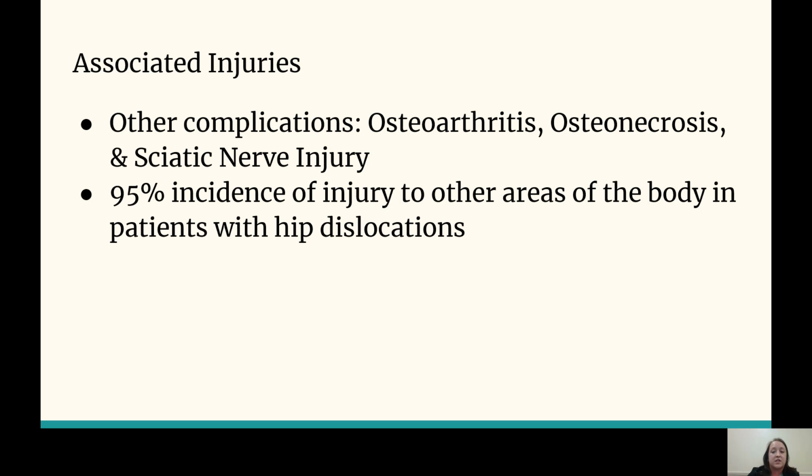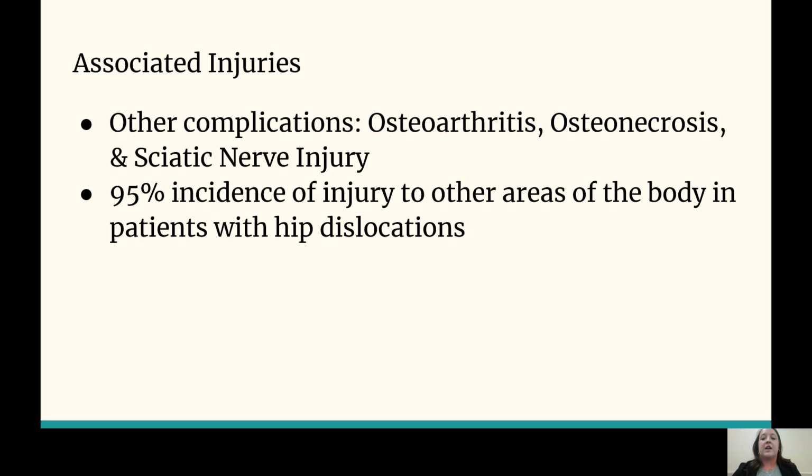Osteonecrosis, also called avascular necrosis, happens as the femur is pushed out of the socket, and it can tear blood vessels and nerves. When blood supply to the bone is lost, the bone can die, and this is what results in osteonecrosis. It has been reported in 11 to 34% of hip dislocations, and it depends on the severity of the injury. It's a very painful condition, and it can ultimately lead to the destruction of the hip joint and arthritis.